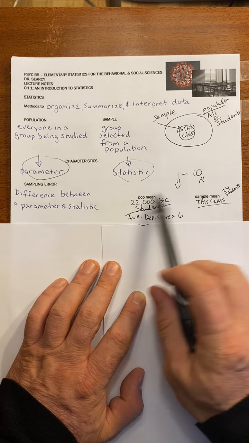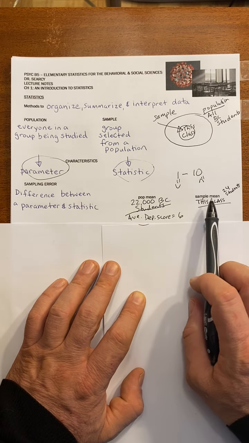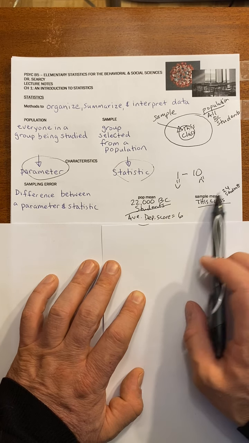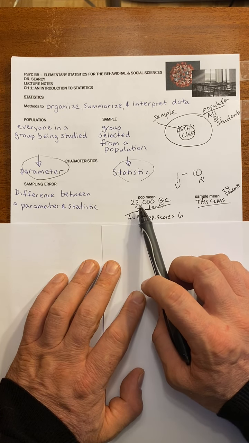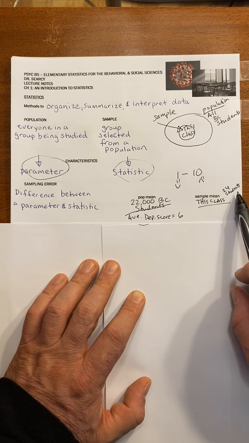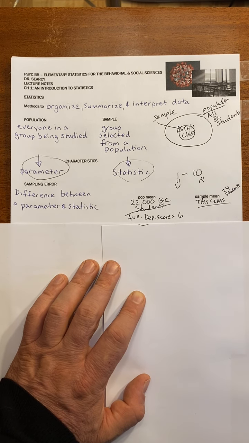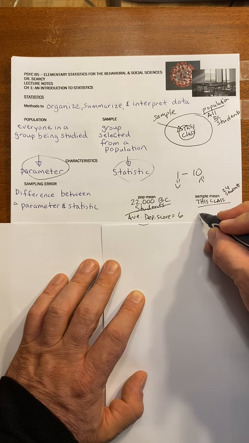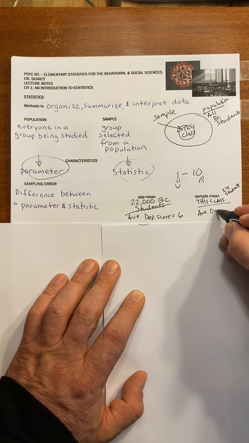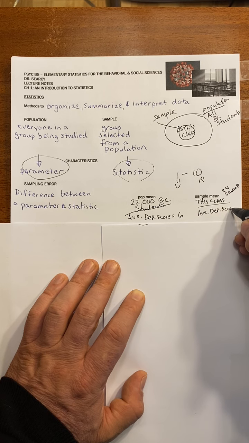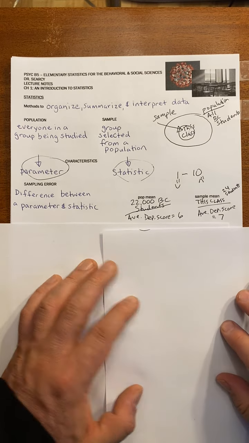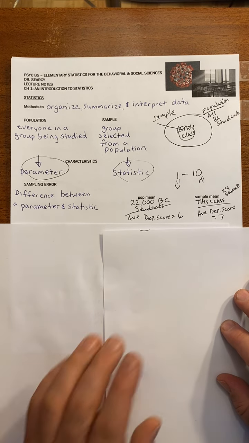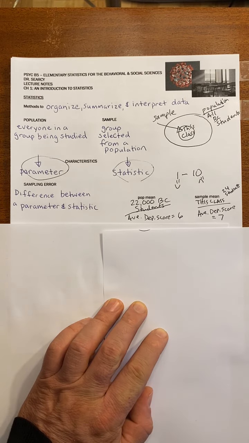So everybody's a BC student in the population and in the sample, but whereas in the population there are 22,000 students, in the sample there are just 24 students. And I asked the 24 students the same question, how depressed are you? Tell me in terms of this scale. And for the 24 students, their average depression score was 7. Okay, now this is all hypothetical, completely made up, but we're using it as an example of how to talk about sampling error.